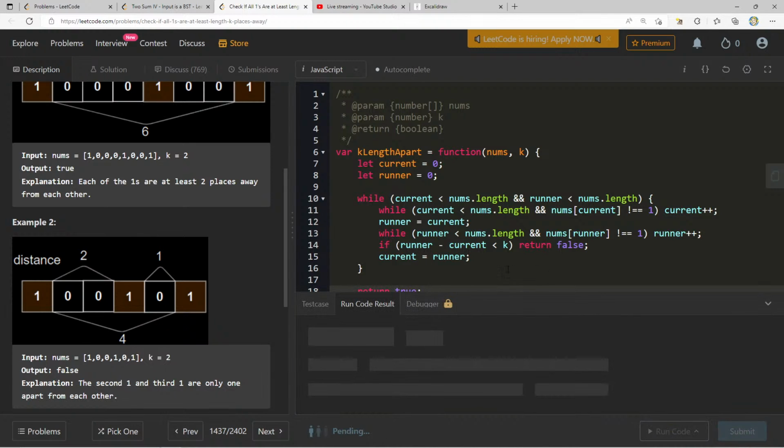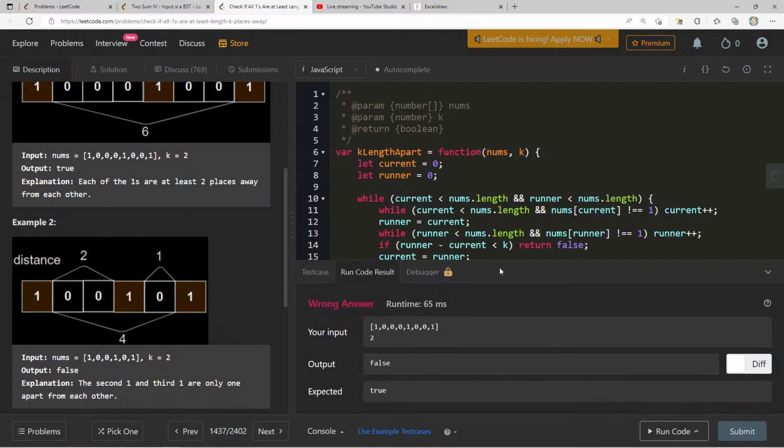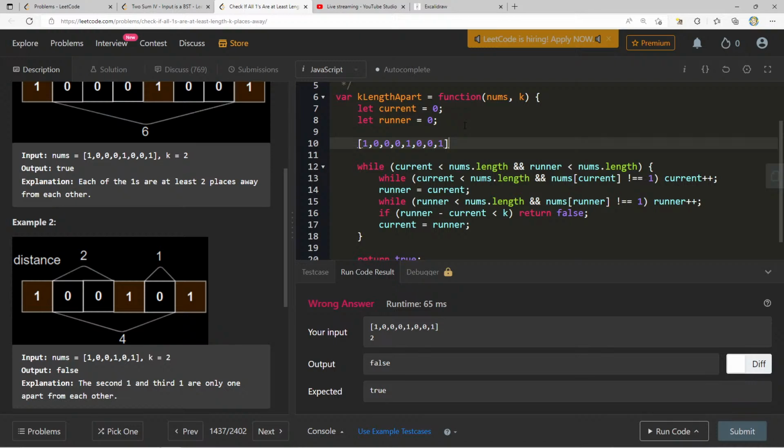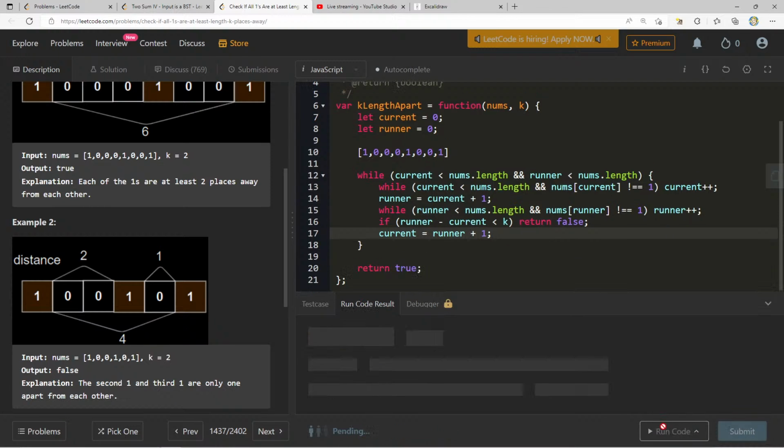Let's try this. While it's not equal to 1, current plus plus, runner equals. I am really confused here. Is it because, and I guess we're just setting this one, we probably want to set runner equals to current plus 1, and then current equals runner plus 1. That's a fault.